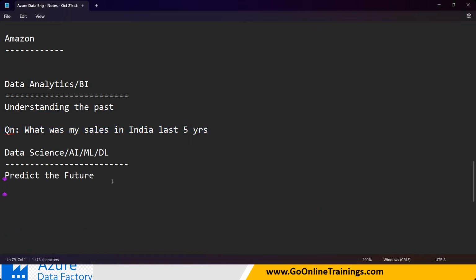Okay, so data science guys will be telling you what will be my sales in India next 5 years. Clear? What will be sales in India next 5 years? Who's going to be predicting this? Predictions can be done with the help of data science applications or AI applications or machine learning applications or deep learning applications.